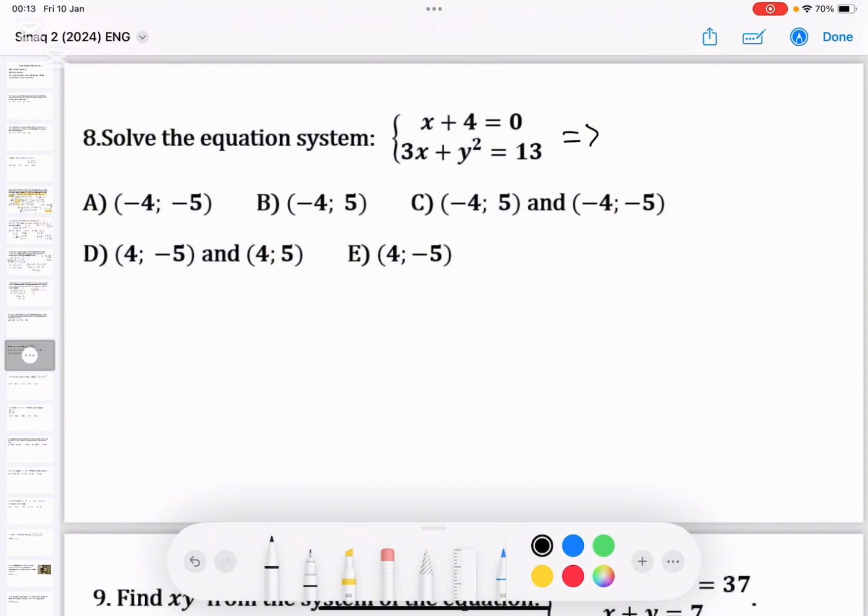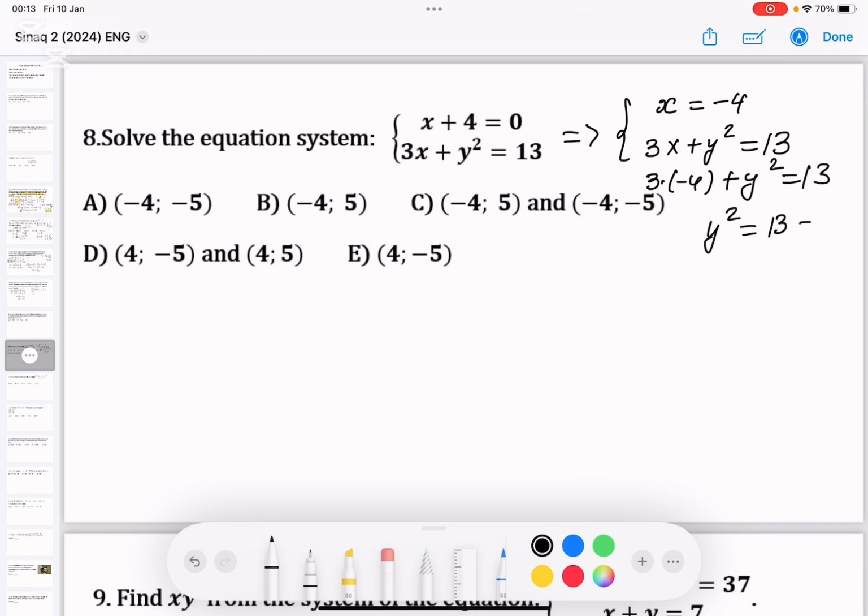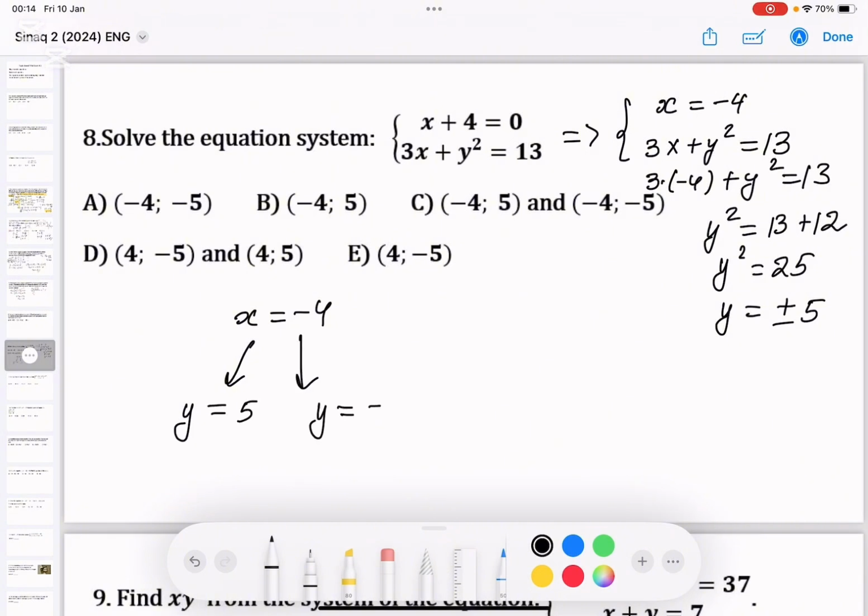So what we have here, I see that x can be written as -4, and that's it. So we can use substitution method to solve this system of equations. So let's plug in -4 into the second equation. So 3 times -4 plus y squared equals 13. Y squared equals 13 plus 12. So y squared is equal to 25. So y is equal to plus or minus 5. So when x is equal to -4, y equals 5 or y equals -5.